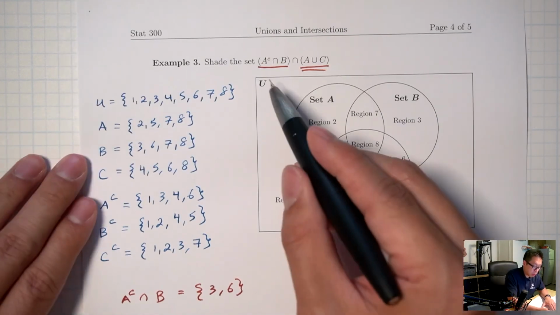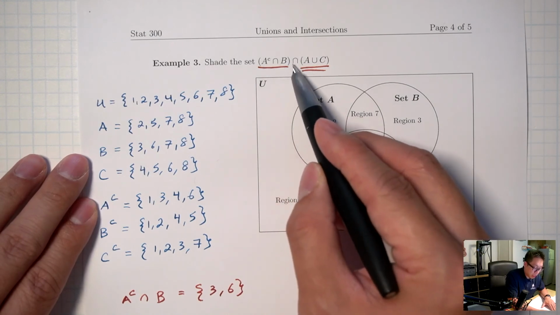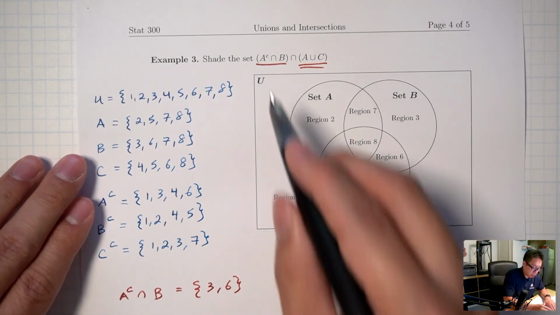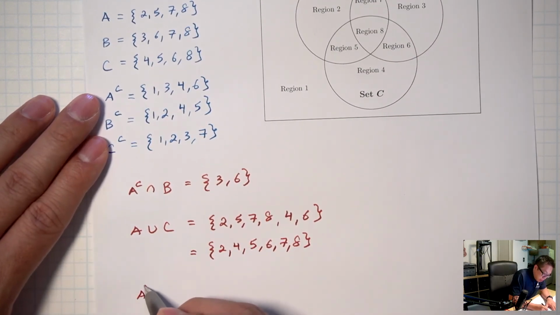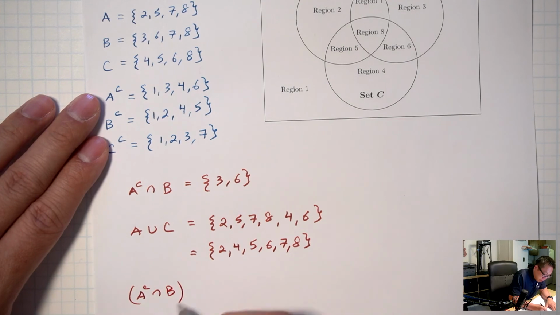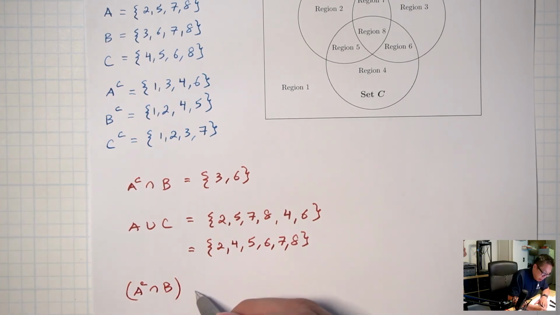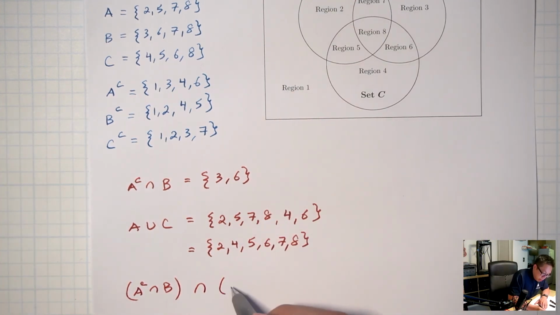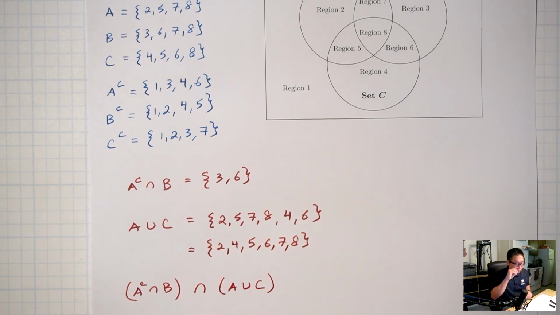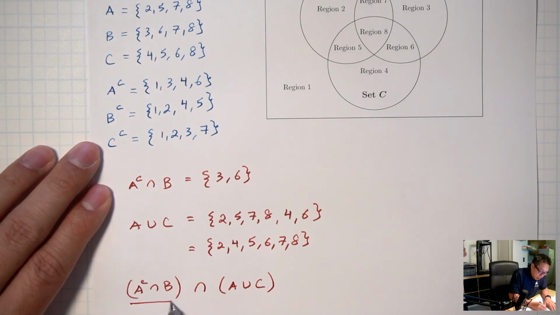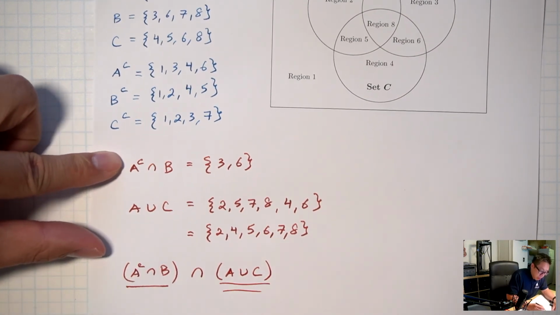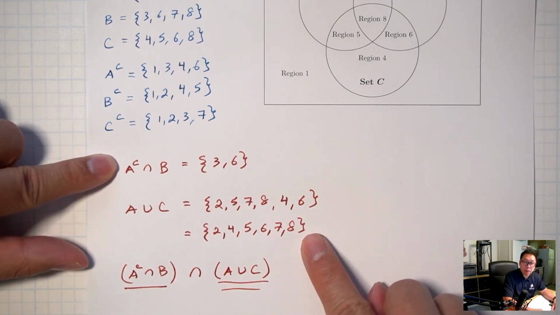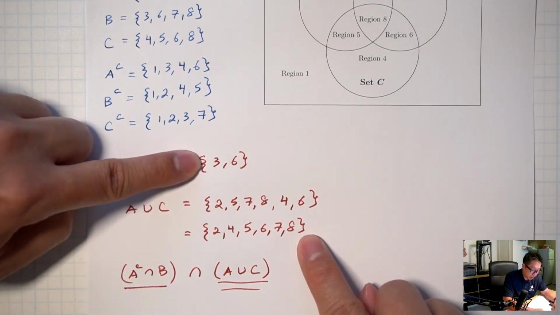So the final thing we want is set on the left, intersect set on the right. Okay, so let me recopy that. That's A complement intersect B, intersect A union C. So all this is saying is set on the left, which we have right here, intersect it with set on the right, which we found right here. All right, so take these sets and intersect them.